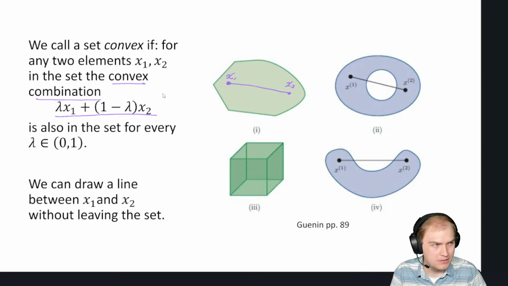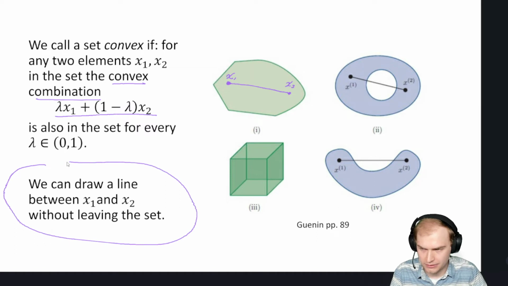But for the purpose of our class, you need to understand this part. So sort of more grounded. Can I draw a line between 2 points, any 2 points in the set, without leaving the set? So this figure comes from the book. Right, I'd drawn a line on this one. We can see that it's convex.